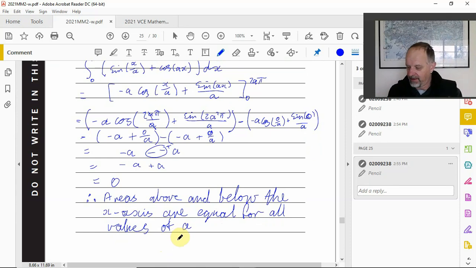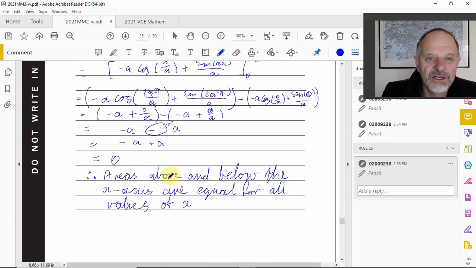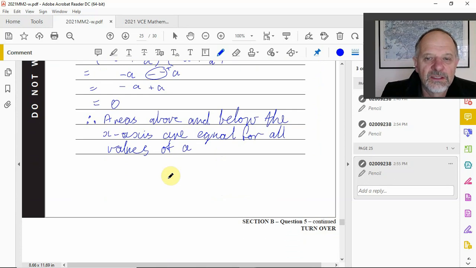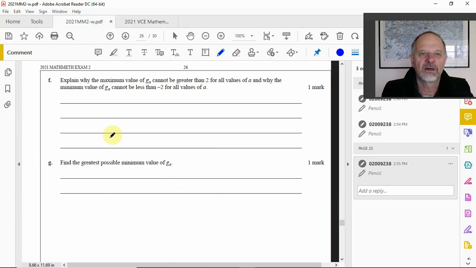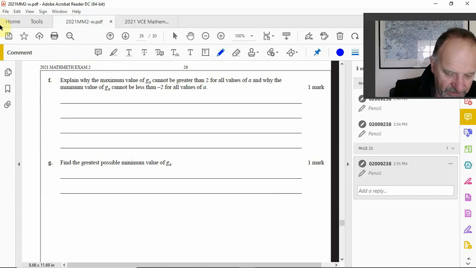All right, so we then got two more parts of this question. Let's have a look. Explain why the minimum value of GA cannot be greater than 2 for all values of A. Why the minimum value of GA cannot be less than. All right, so let's look at each of the two bits and their ranges, because that's what we're talking about, minimum values, maximum values. We're talking about the ranges.